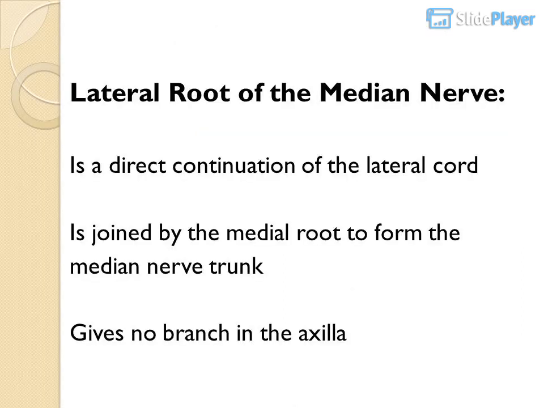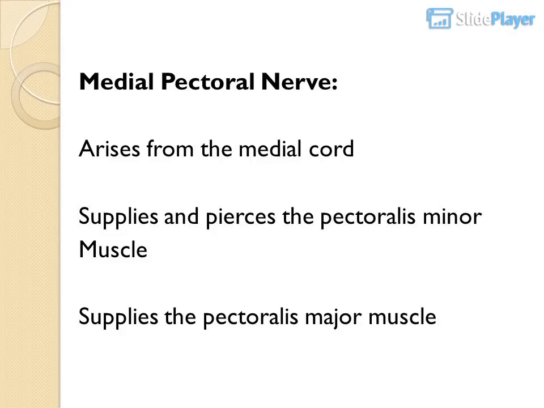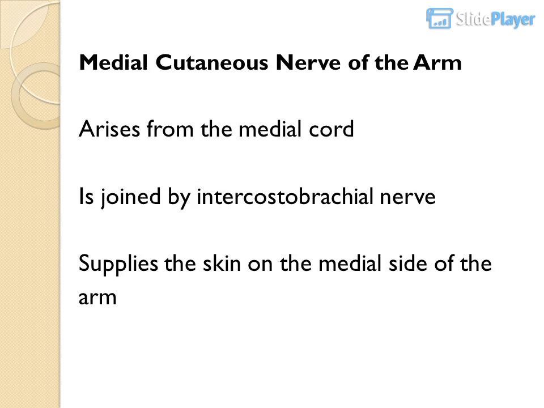Lateral root of the median nerve. Is a direct continuation of the lateral cord. Is joined by the medial root to form the median nerve trunk. Gives no branch in the axilla. Medial pectoral nerve arises from the medial cord, supplies and pierces the pectoralis minor muscle, and supplies the pectoralis major muscle.